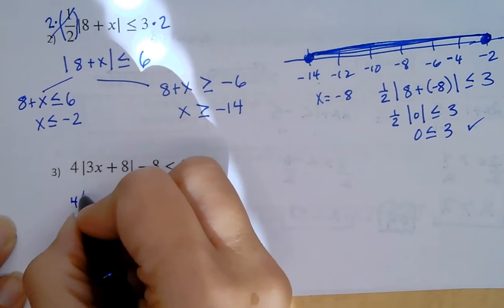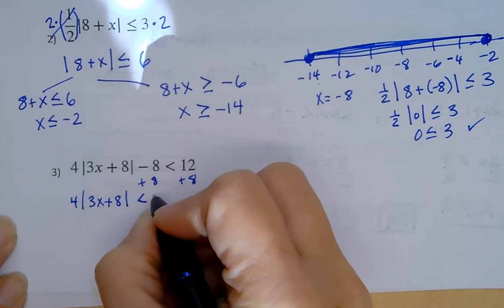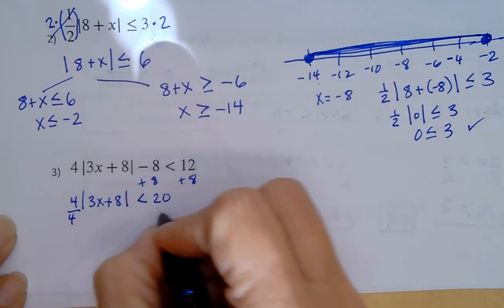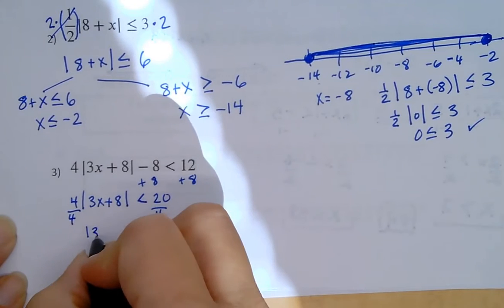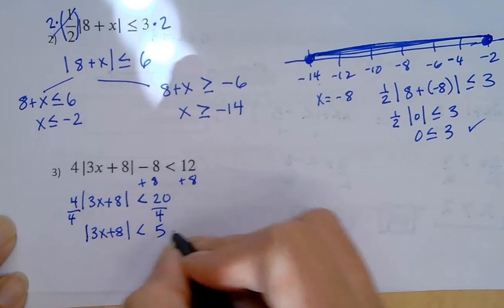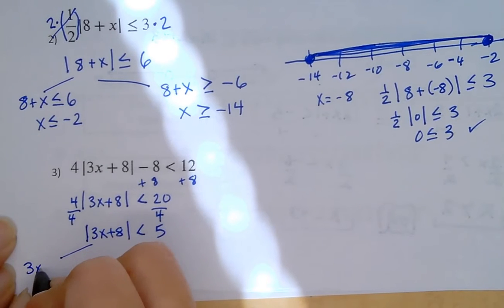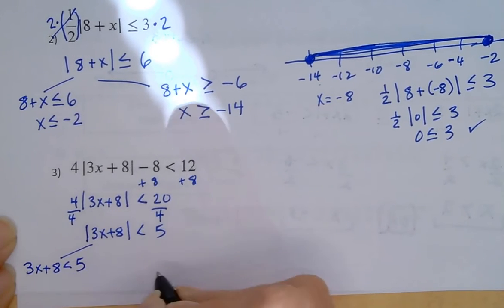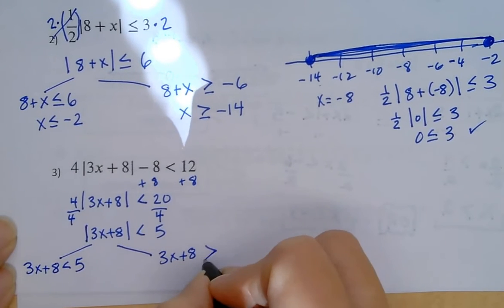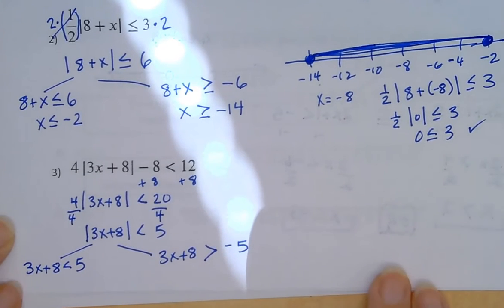And so I have 4 times the absolute value of 3x plus 8 is less than 20. And now I can't distribute, right, because there's bars, so I'm going to divide by 4. I have the absolute value of 3x plus 8 is less than 5. I have isolated, and now I'm going to split. The first time I have 3x plus 8 is less than 5. And the second time I have 3x plus 8 is greater than, switch the sign, switch the sign. Okay, switch the sign, switch the sign.